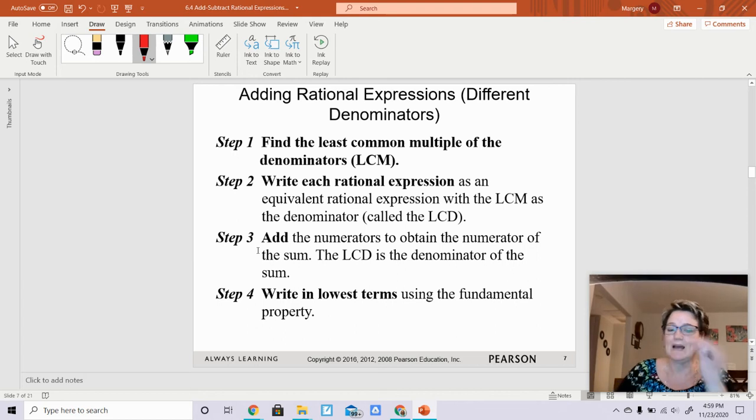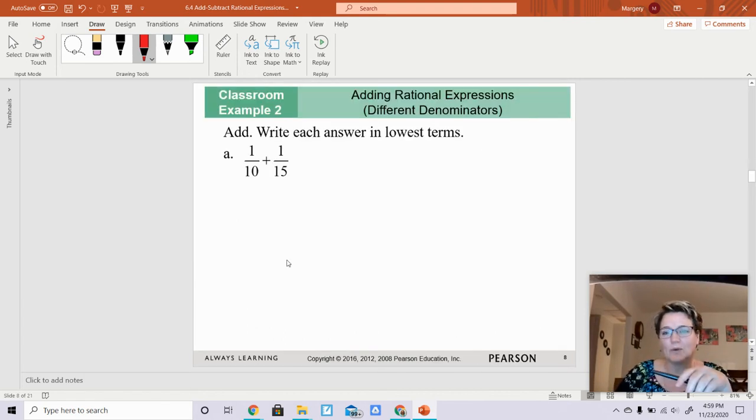Now, please read through. Those are very, very important. However, I'm just going to work through the problem with you. This is a normal addition problem, but the denominators are not the same. So what you're going to do is you're going to have a fraction plus another fraction. You're going to look at the number 10 and the number 15. You're going to find a number that can go into both of them.